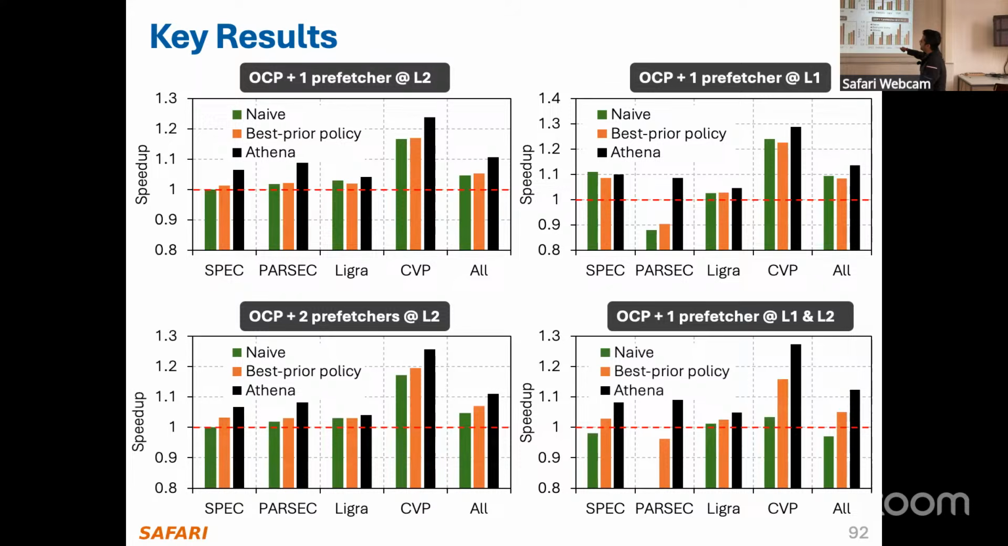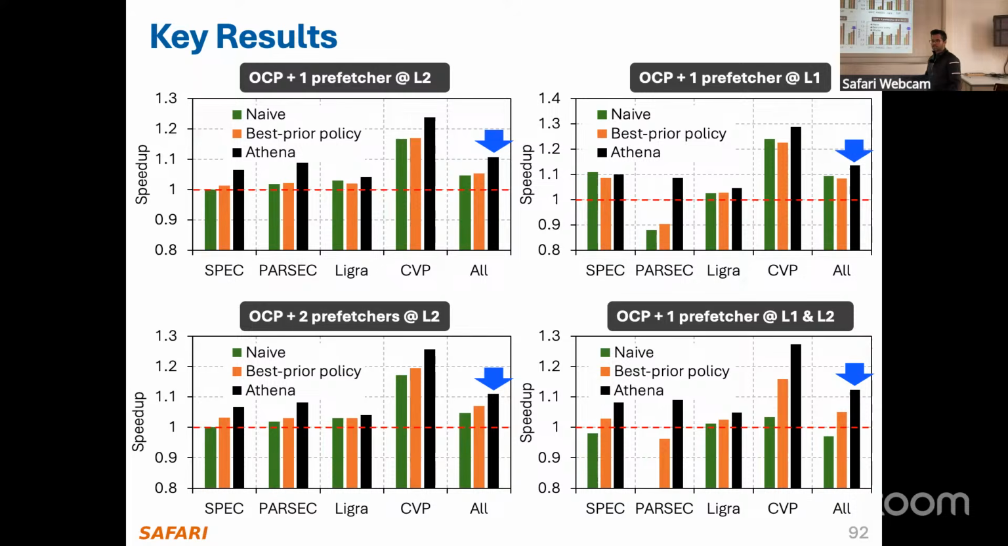For every case, you have workloads on the x-axis and speedup on the y-axis, so higher is better. You have the naive combination, which is basically just fusing them together, the best prior combination policy that we had before, and then what Athena is providing. In all the cases, what you can see is that it does not depend on what configuration you are operating with. Athena, with the same configuration parameters, since we are not changing any hyperparameters for these four evaluations, still ends up winning in all the configurations.